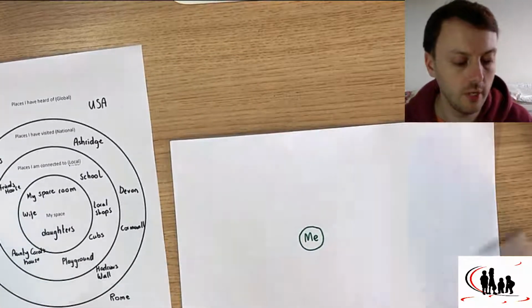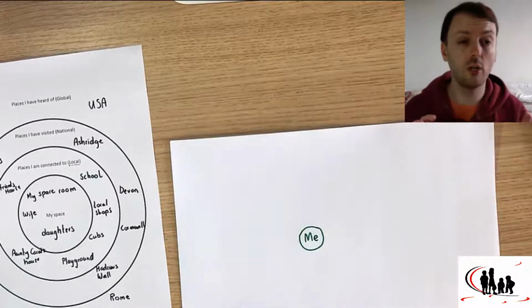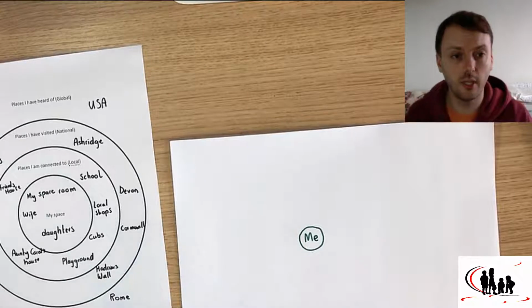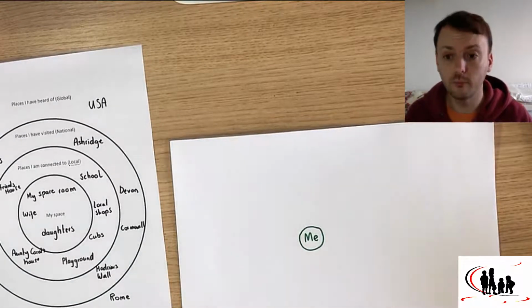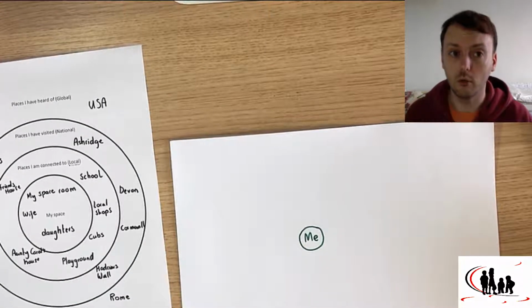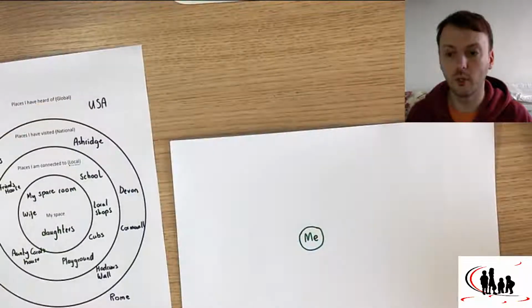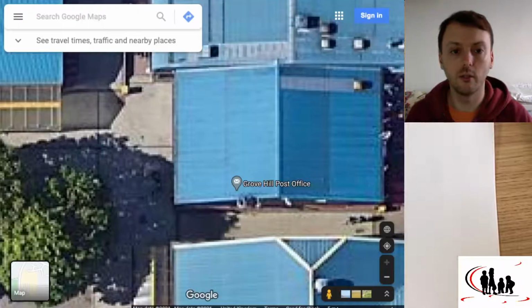Now, to do this, you might have a really good idea of local geography in your head. You might know where all the different things link up to. Or you might not. And if you don't, it's not the end of the world. What we can do is we can take this, our Google map, copy that, and we can have that to look at while we're doing this work.